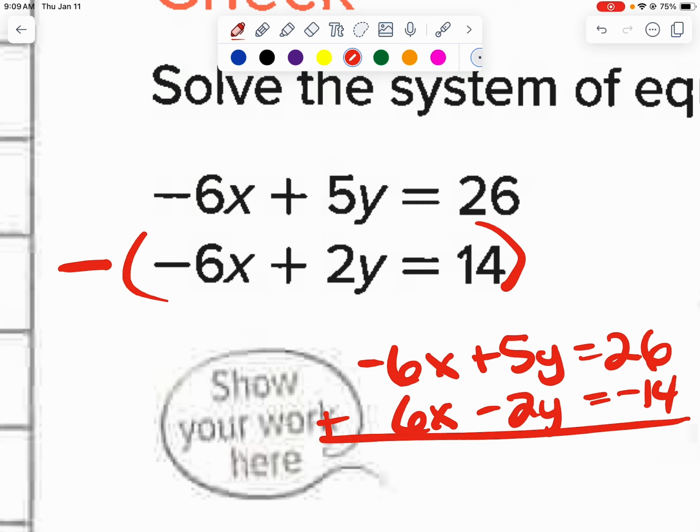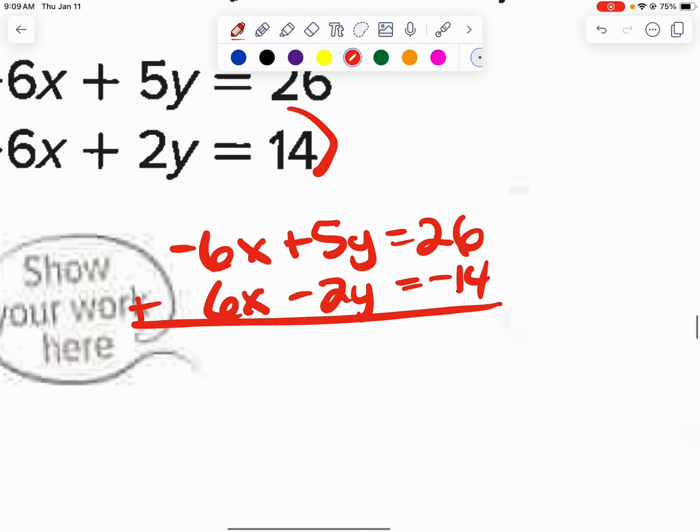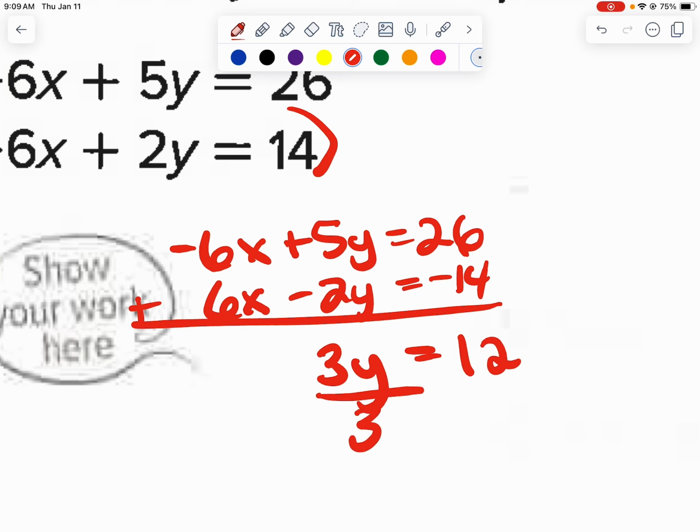We're going to add these two equations together. The 6x's are going bye-bye. This gets me 3y equals 12. Divide by 3. Y equals 4.